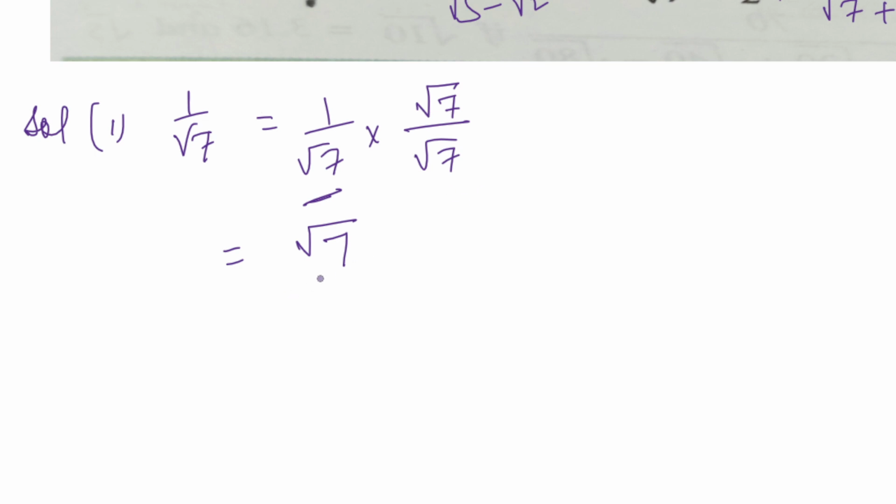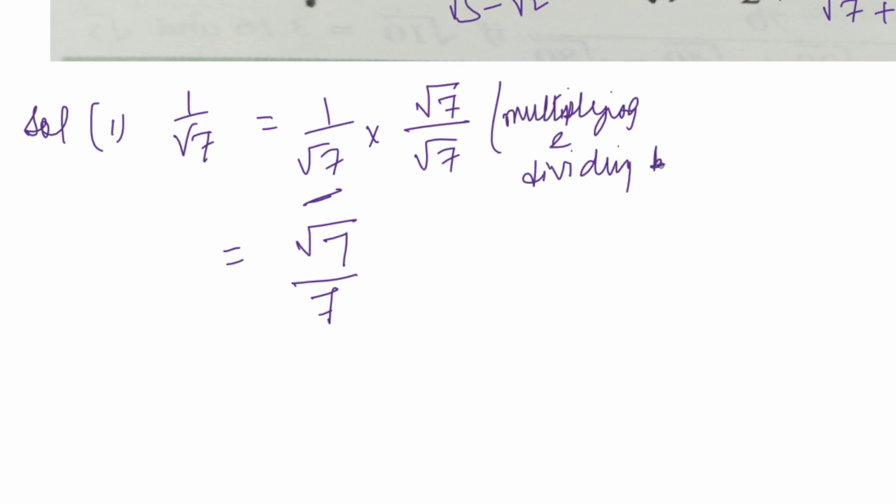Okay, and here root 7 into root 7 gives me 7. What I have done here is multiply and divide by root 7. Here, root 7 into root 7 is 7. As we know, root 7 into root 7 will be root 7 square, so root 7 is cancelled, giving 7. So this is my answer. Question number 1 done. Let's do question number 2.